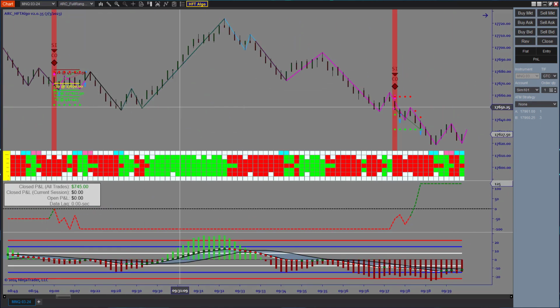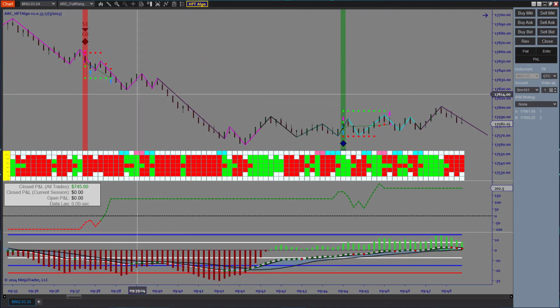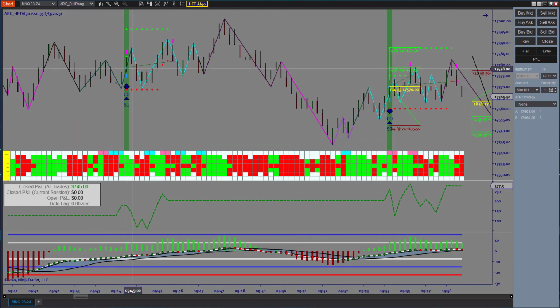That one, first one, yes. Second one, no. First and second, yes. First one, yes. Second one, break even. No, trail stop. That engaged the trail stop.